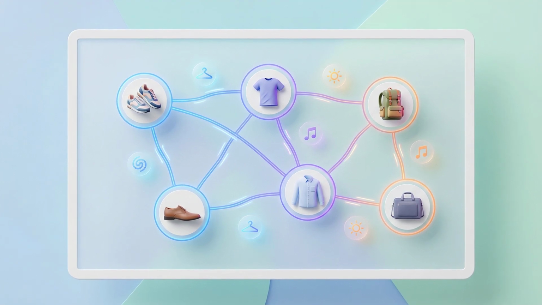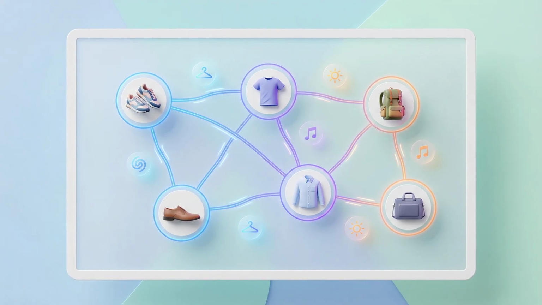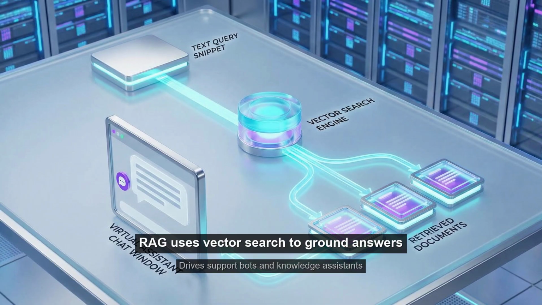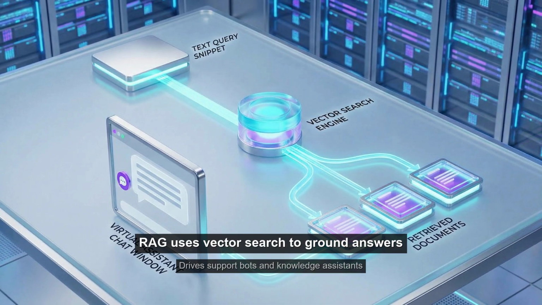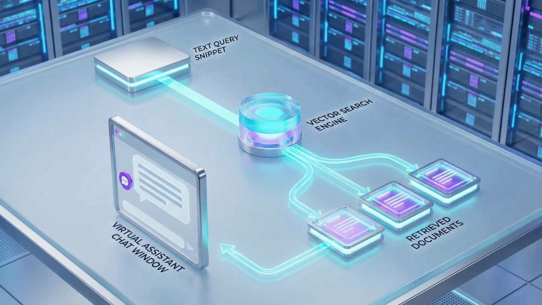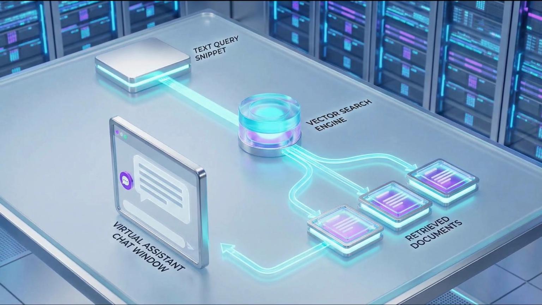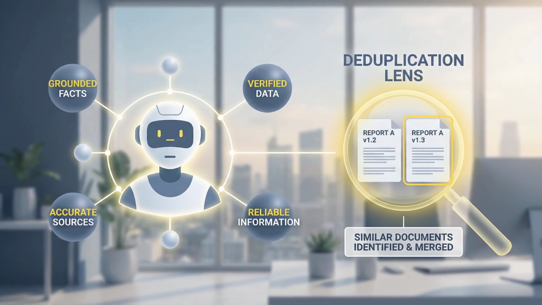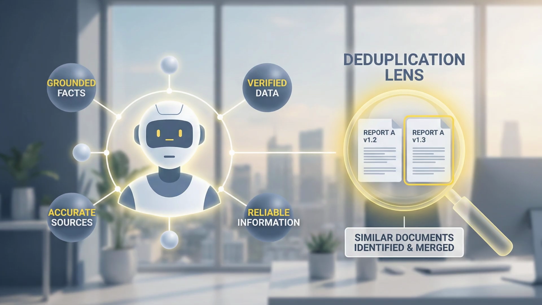Embeddings help surface catalog items that share style, purpose, or vibe, even across categories. Think trail runners showing up near light hiking boots. Retrieval Augmented Generation, or RAG, relies on vector search to pull relevant passages so a language model can answer with grounded facts. This powers internal knowledge assistants, support bots, and research tools.